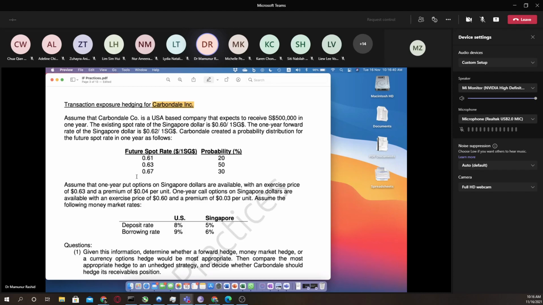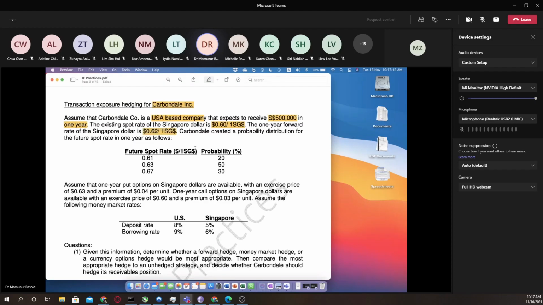Let's take the first example. We have taken already an example in the previous class, in the original class. So let's take this example first. Carbondale Incorporation is a US-based company that expects to receive Singapore dollar 500,000 in 1 year time. The existing spot rate of the Singapore dollar is $0.60 per 1 Singapore dollar. The 1 year forward rate for the Singapore dollar is 0.62 for 1 Singapore dollar.